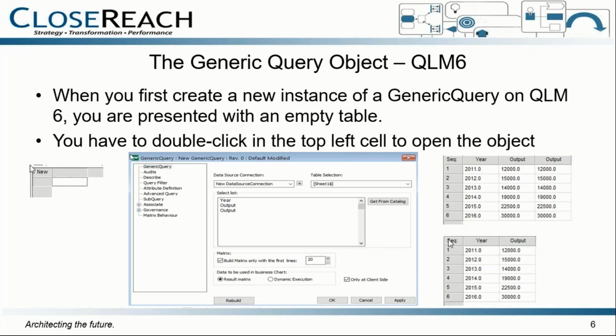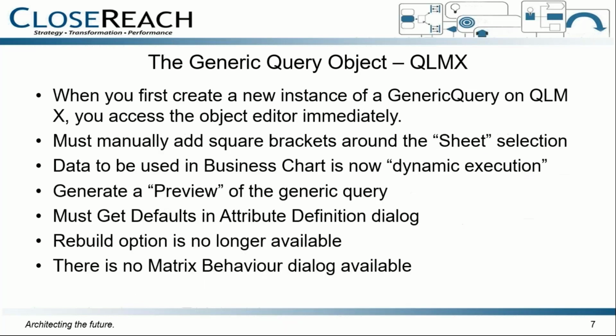Okay, so this is actually quite different in version 10, because in version 10, when you create a new instance of the generic query, you're not presented with this empty table. It just opens up the object editor immediately. And even the object editor, just the size and the positionings of some of the options, the fields are different, okay? The other thing that's weird is that you do have to manually add your square brackets around your sheet selection.